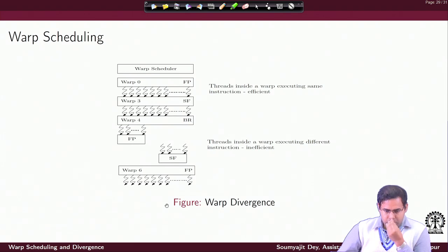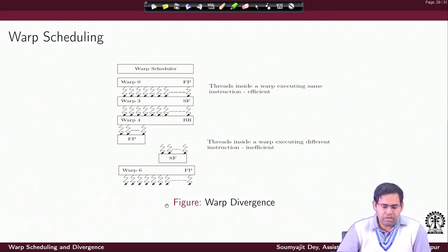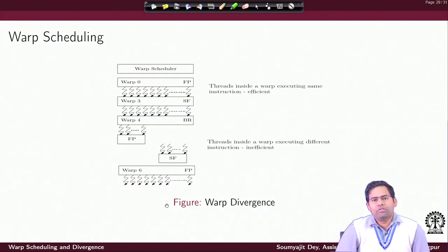So, suppose you have a warp scheduler and it is executing these warps, and as long as the threads inside the warp are executing the same instruction, it is a very efficient situation. The problem comes, as we discussed, when threads inside a warp start executing different instructions. Then the number of threads executing in parallel will reduce and we will have less throughput, and that is a phenomenon known as warp divergence, which leads to performance loss from the perspective of the GPU's throughput.